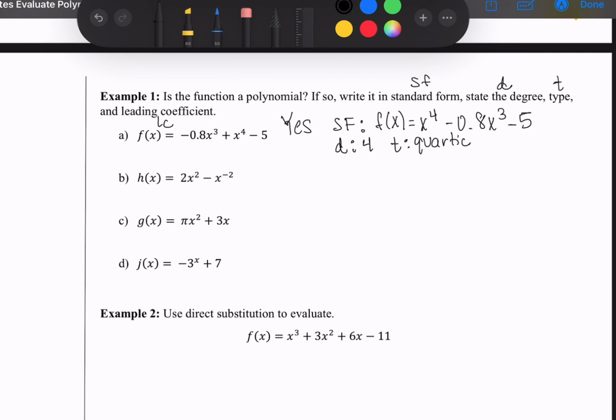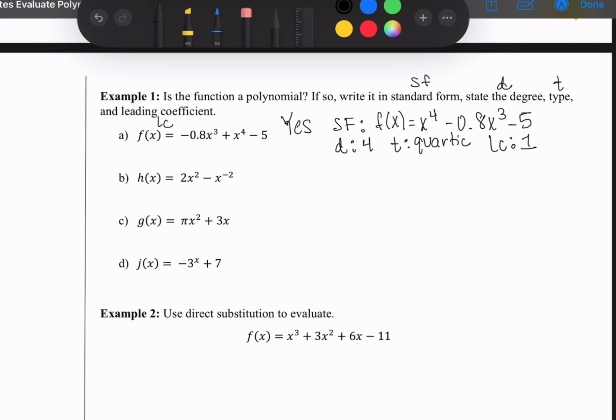And the leading coefficient is the coefficient of the leading term, which is the term with the highest degree. I don't see a number there, so what is it? It's 1. Okay, A is done. All right, let's look at B.